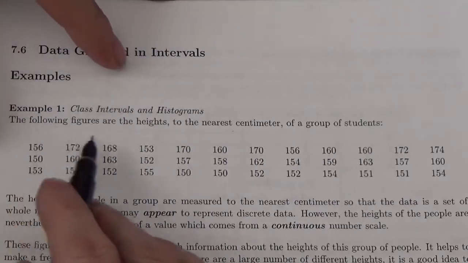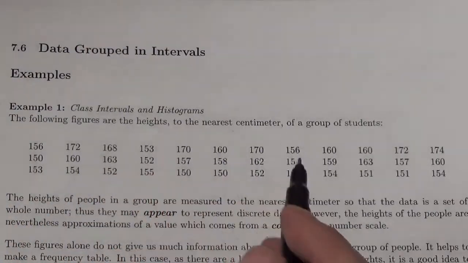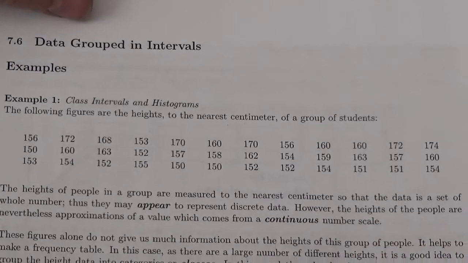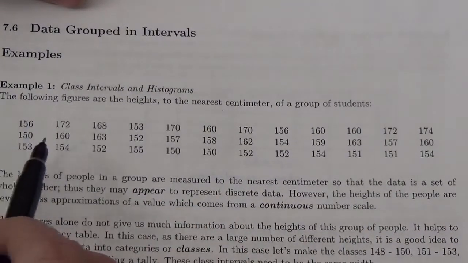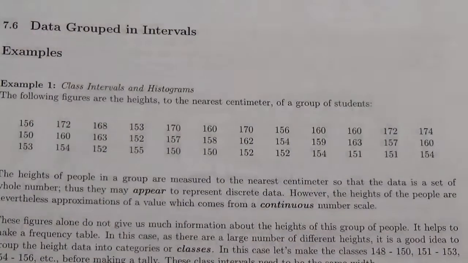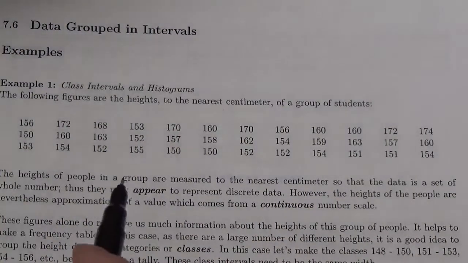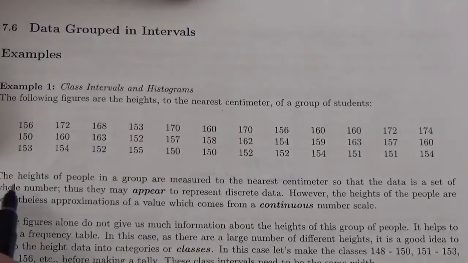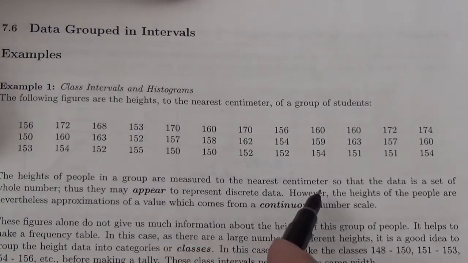So let's assume that the following figures are the heights, to the nearest centimeter, of a group of students. What have we got here? We've got 1, 2, 3, then 1, 2, 3, 4, 5, 6, 7, 8, 10, 11, 12. So we've got 36 students there. And now notice that the heights of people in the group are measured to the nearest centimeter.